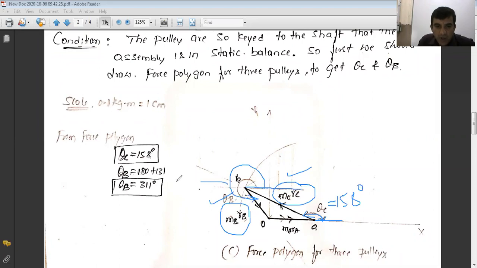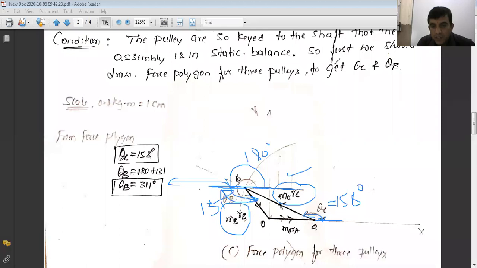What is theta B? How much did you get here? 311 degree. If you draw a 0 degree line and extend it, this angle here is 180, and from here to here it is 131 degree. If you have a 360 degree protractor, you can directly measure 311 degree. Usually we have a 180 degree protractor, where the horizontal line shows 0 to 180 degree. This is 180 degree, plus you go counterclockwise, this is 131 degree. 180 plus 131, how much do you get? 311 degree. Any doubt regarding this?